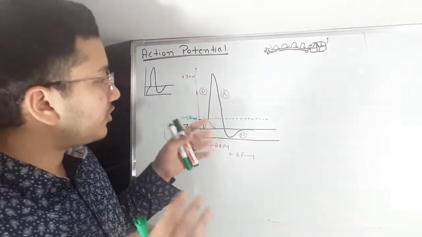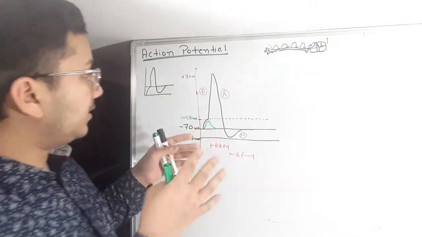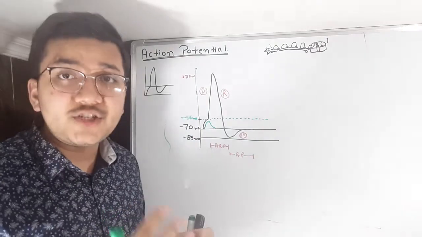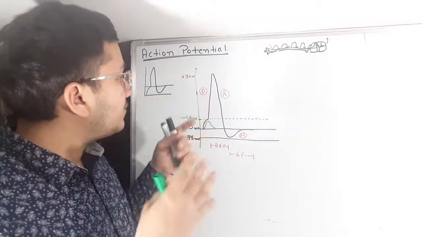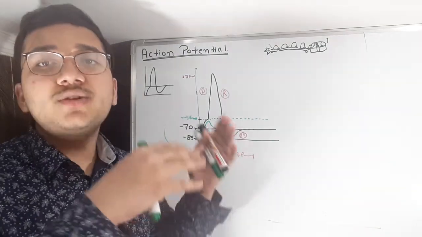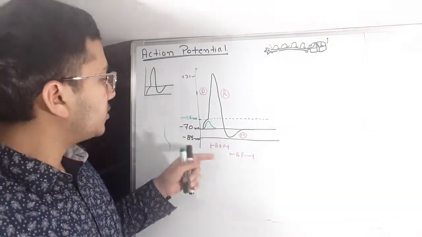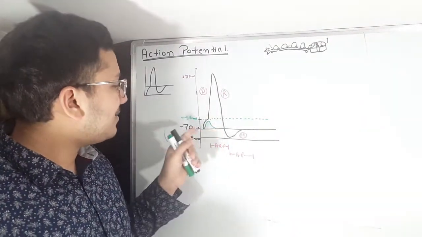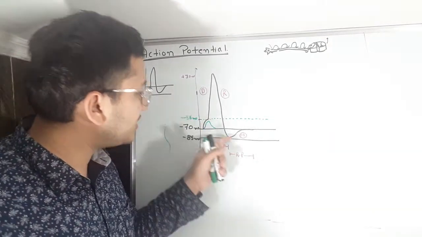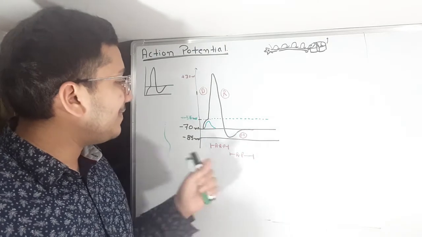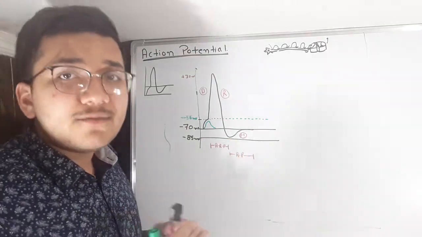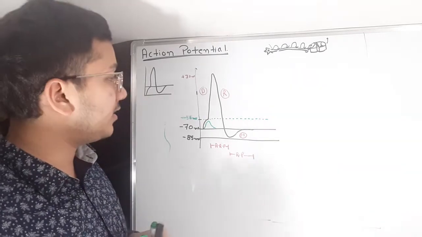Now the negative charge is getting established by the K+ VGCs, and as I have told you, the K+ channels open slowly, so they will also close slowly. So when it surpasses the minus 70 millivolt value and goes to the downside, then we have the concept of hyperpolarization. The cell will be in the state of hyperpolarization.